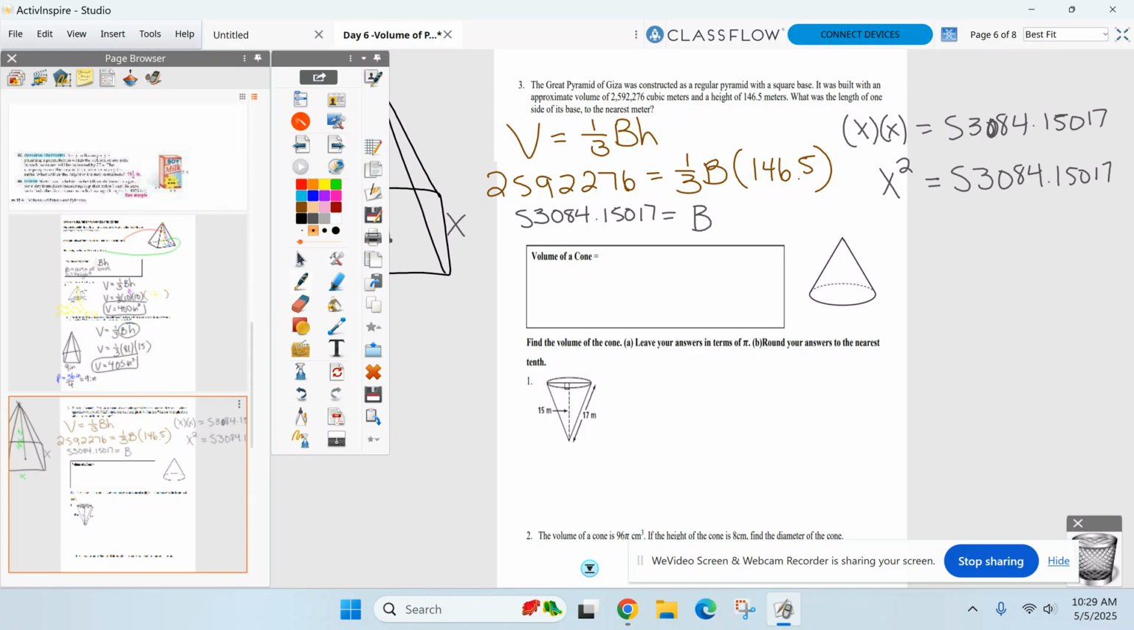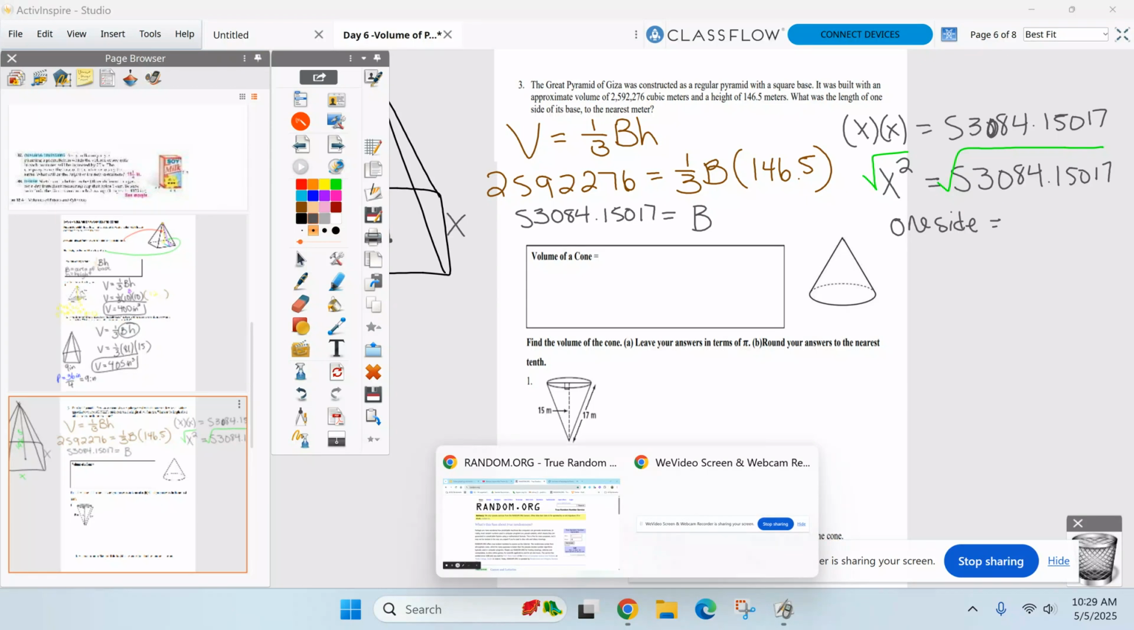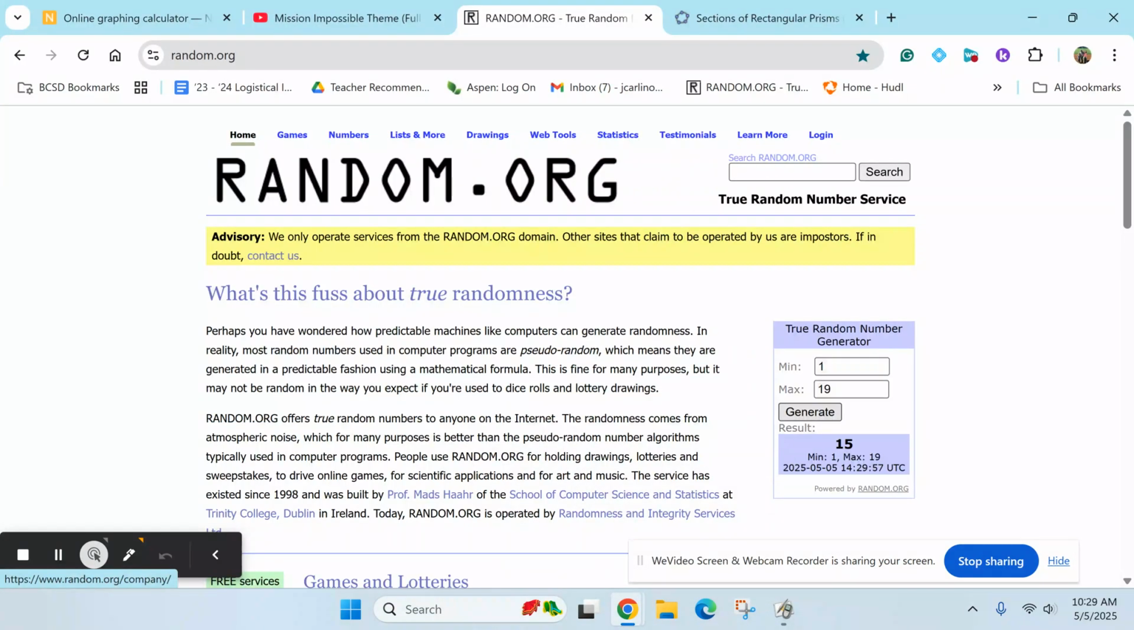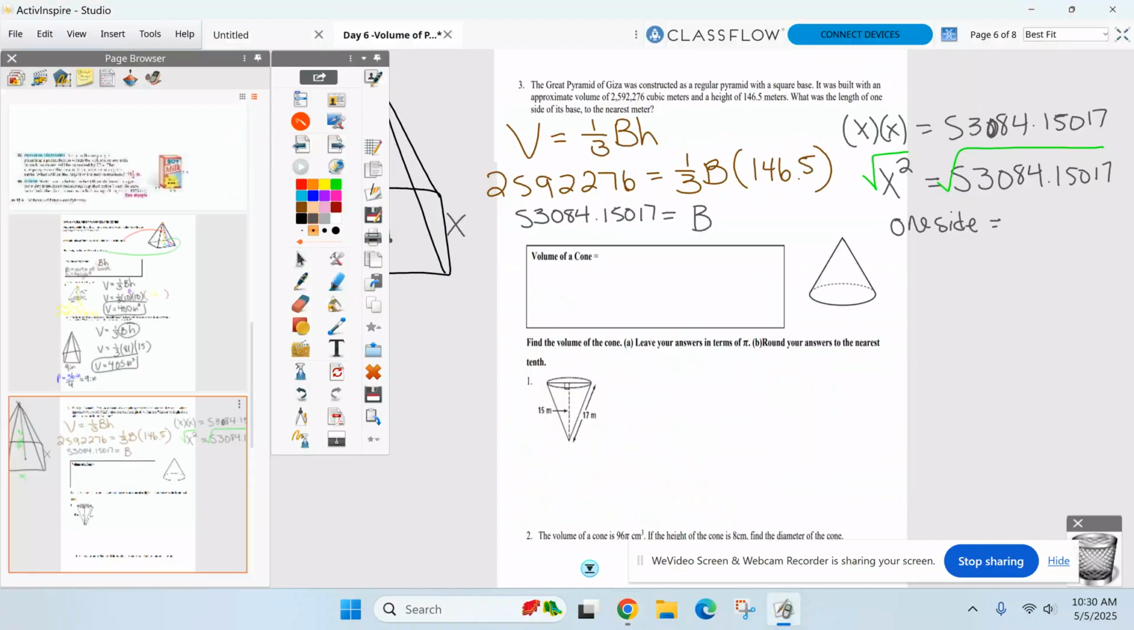What do you do on both sides? Take the square root. And then one side to the nearest meter when you have that. Finish this up here. 230 meters. If you are using units, this is not cubed, right? I'm just finding a side length, so just regular meters. Not cubed, not squared. We're good.